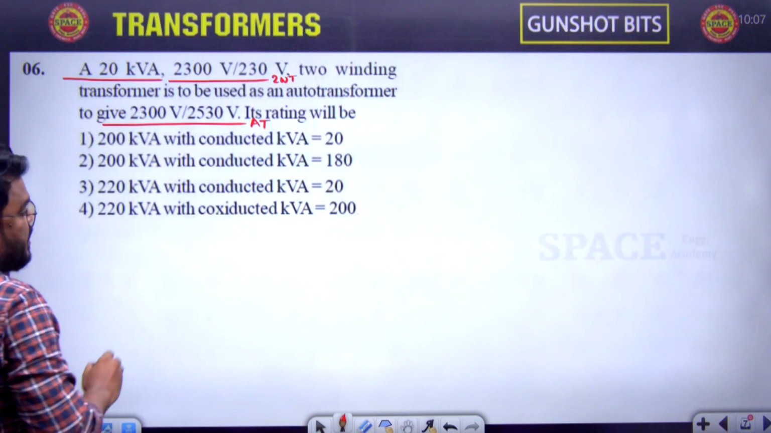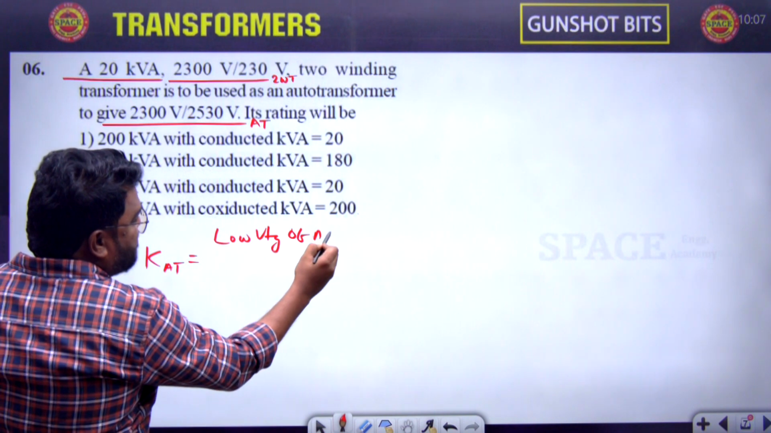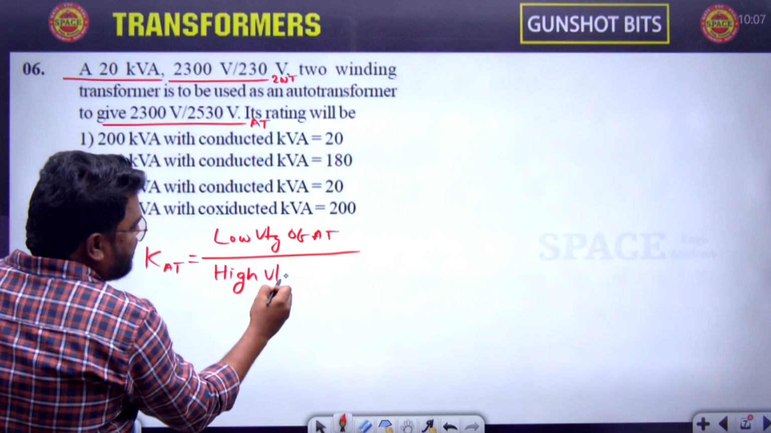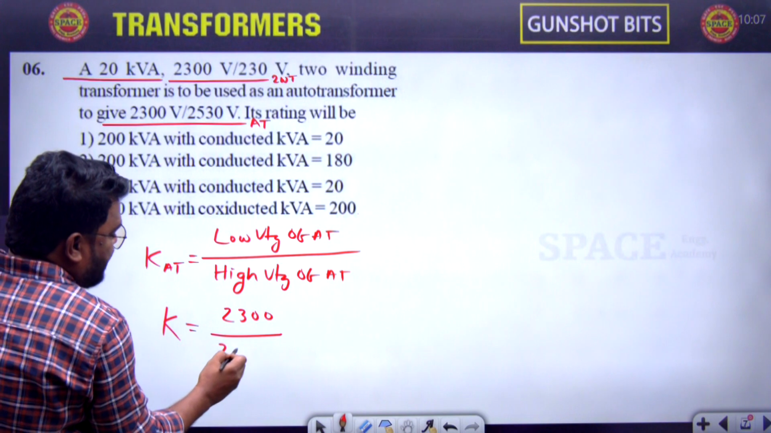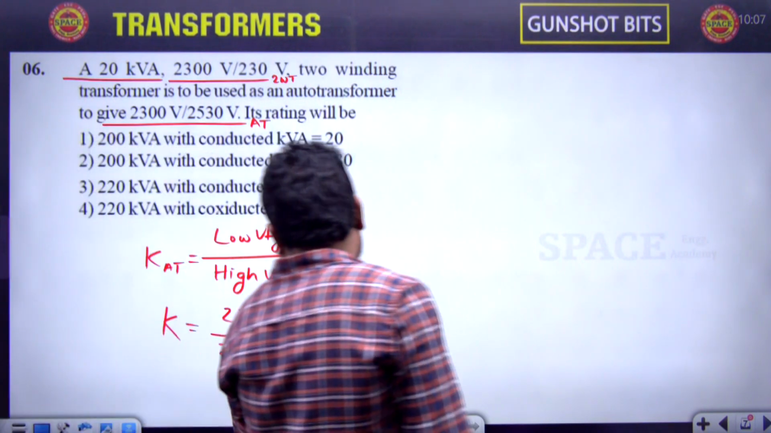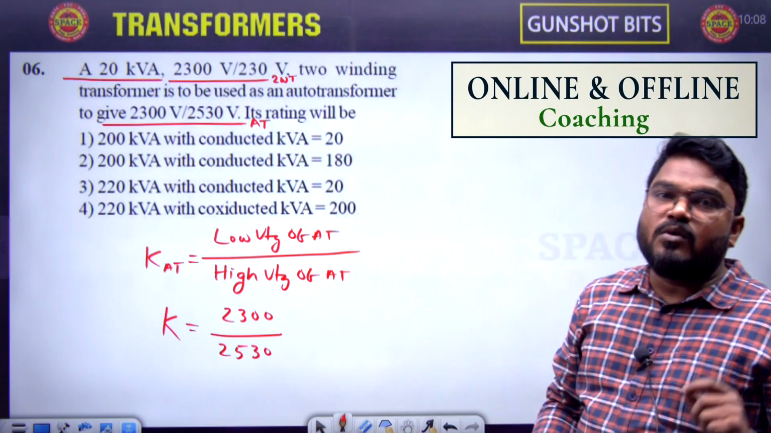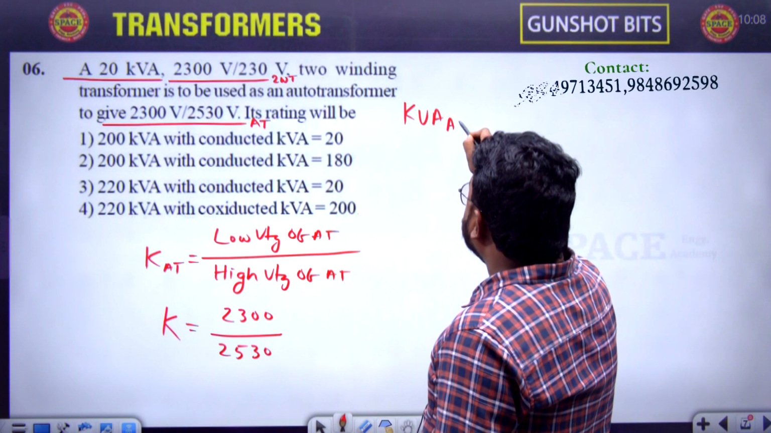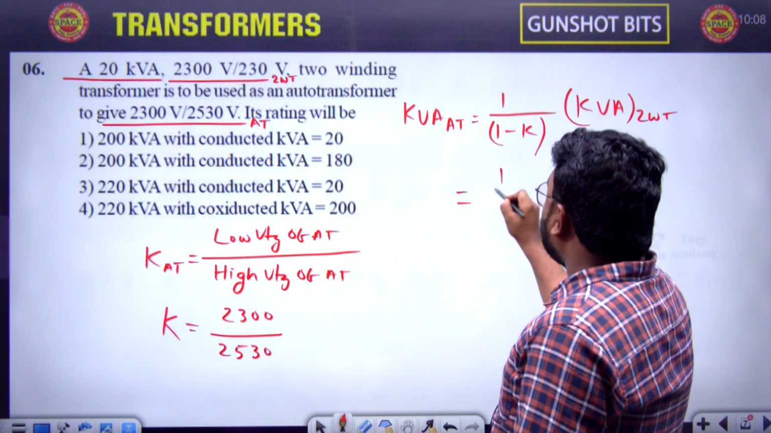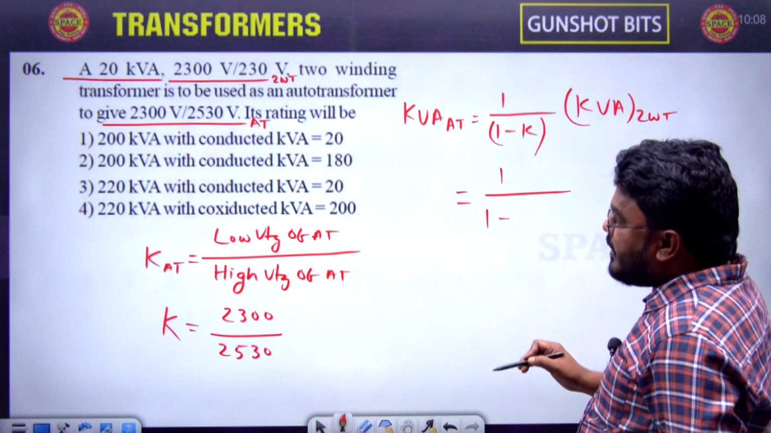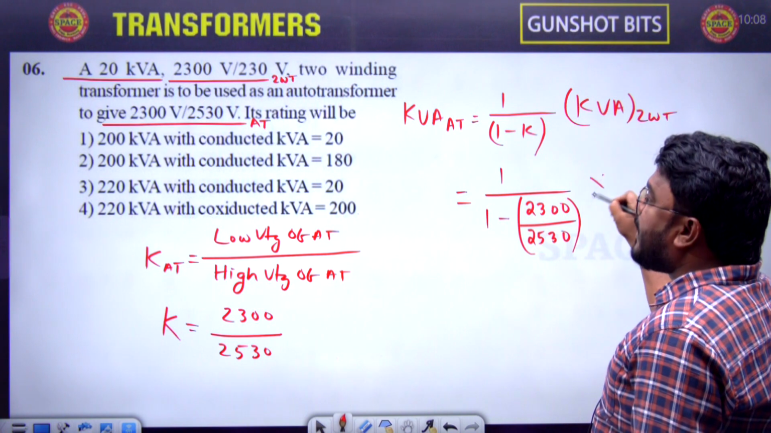Now, by using the auto transformer voltage rating, the transformation ratio of the auto transformer is the low voltage divided by the high voltage. The low voltage of the auto transformer is 2300, divided by 2530. This is the transformation ratio of the auto transformer. After getting the transformation ratio, how do we find the KVA rating of the auto transformer? The KVA rating of the auto transformer is 1 by 1 minus K times the KVA rating of the two winding transformer. So this is 1 by 1 minus K, where K is 2300 upon 2530, multiplied by 20 kVA.